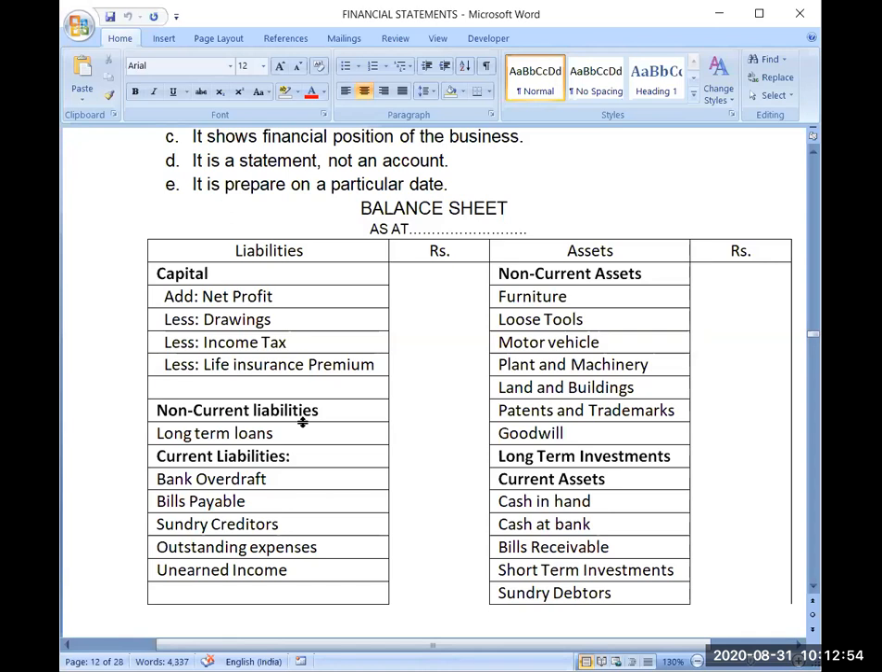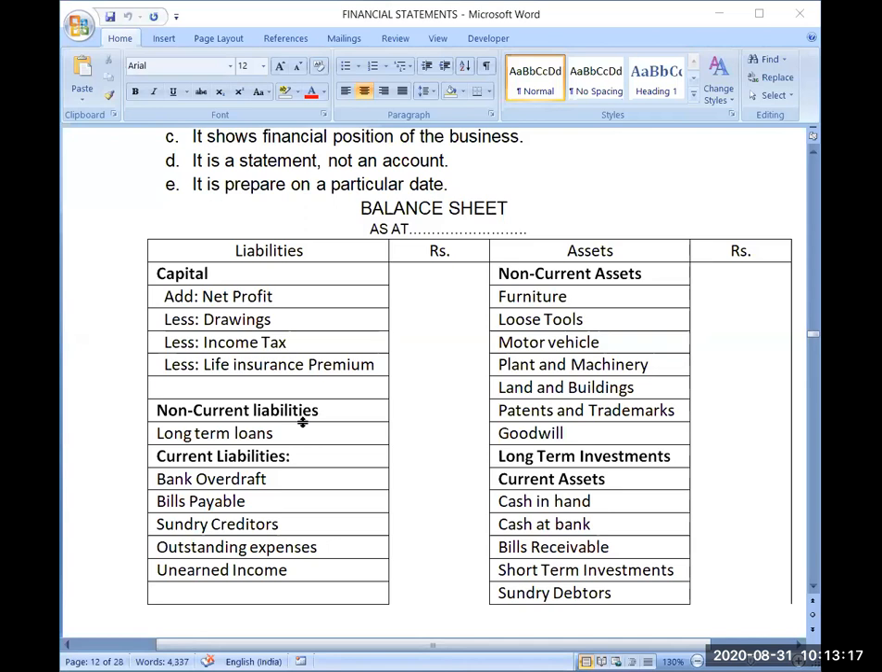Now sundry creditors, those who are supplying you goods on credit, will give you credit for at least 15 days, 20 days, 1 month, 2 months, not more than that. If you have very high goodwill, then maybe about 3 months, not more than that.